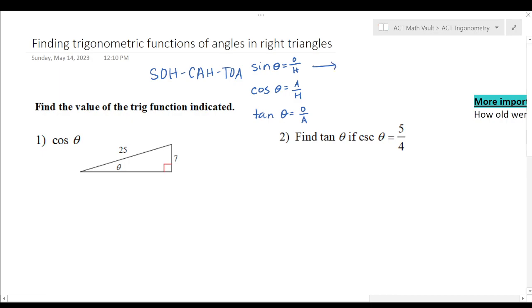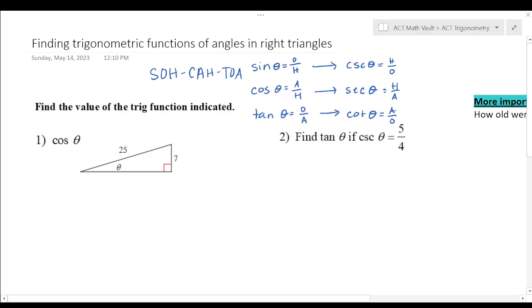Then we have to think about the reciprocal functions. So if we have sine here, cosecant is the opposite, and that's h over o. The way I remember this is an s goes with a c here, and I know this one is secant because this s and the c go together as well. It's never like c or s. So secant is the reciprocal of cosine. So we have h over a. Tangent goes with cotangent, so that's a over o.